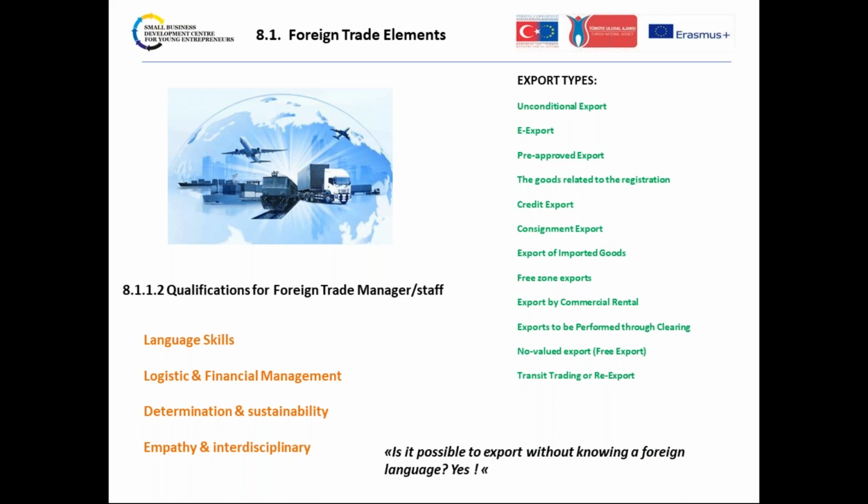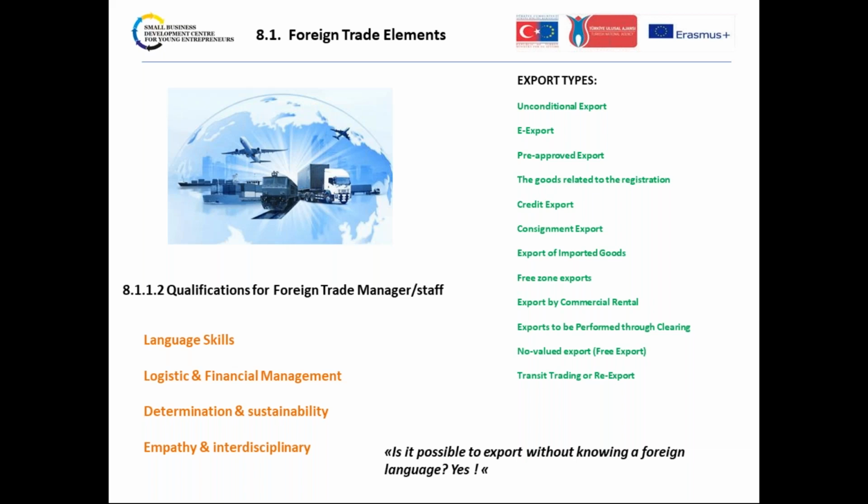As I told you, for me, the two important export styles are the first one and the second one. Unconditional export is the simple export where you put your goods into the container, then they are loaded onto a ship or truck and go throughout the country. So these are the standard, conventional export.